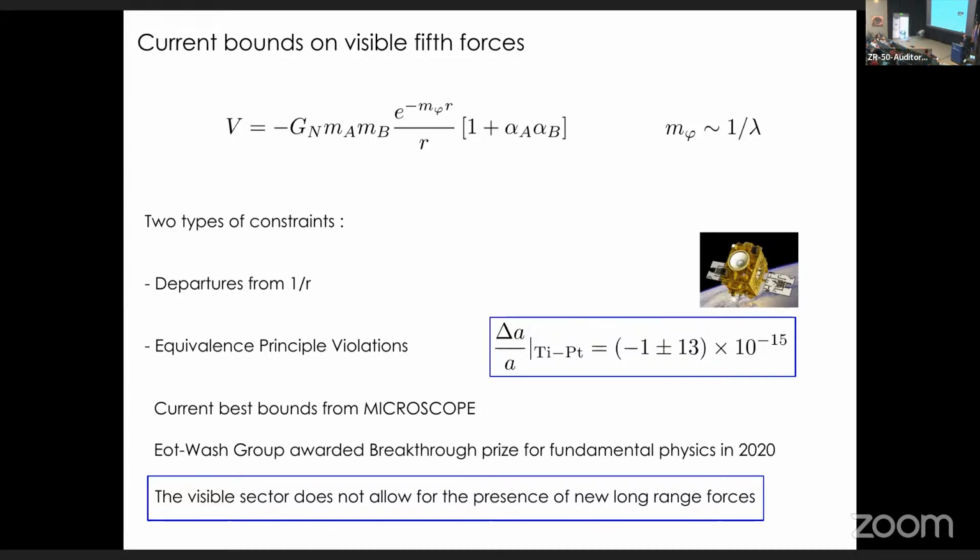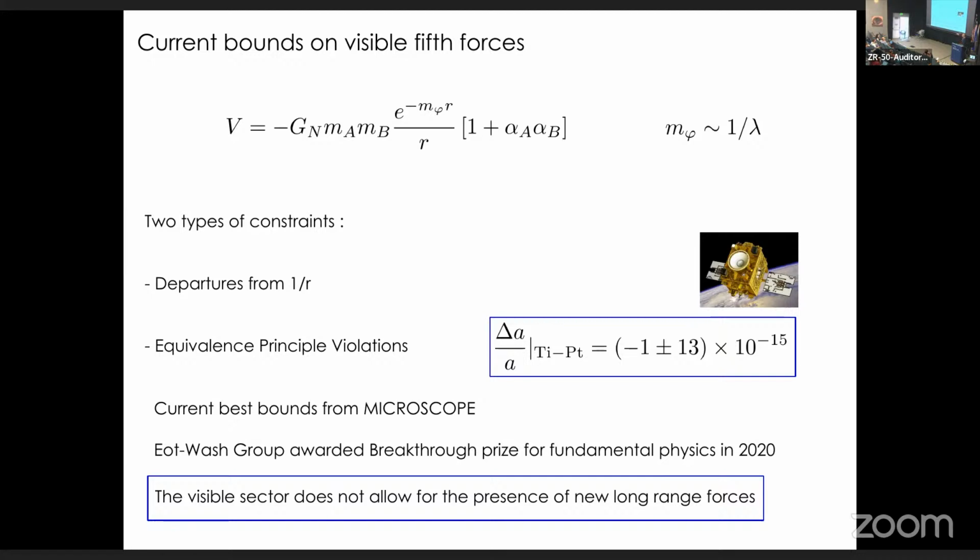Now these were very long experiments that were run by the Washington group. They were awarded the Breakthrough Prize a few years ago. And now the best bound is coming from the satellite MICROSCOPE. And they have, in a torsion balance experiment, the difference in acceleration between titanium and platinum is 1 part in 10 to the minus 15. Okay, so this is one of the best measured numbers in all of particle physics.